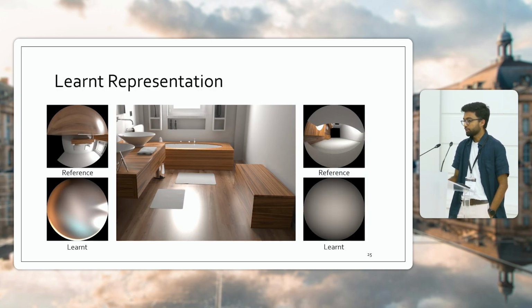Here I'm showing the learned representation after an optimization. On the diffuse wall, you only need to learn the average incoming gradients as seen on the right. Whereas on glossy surfaces, the representation learns it in a bit more detail.